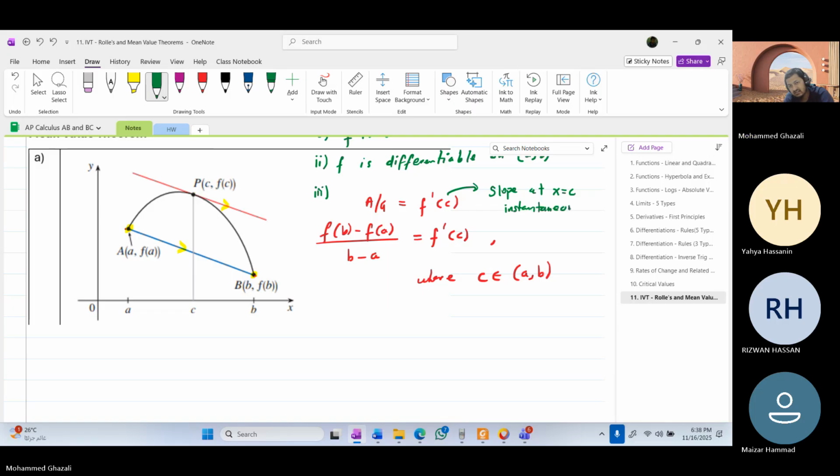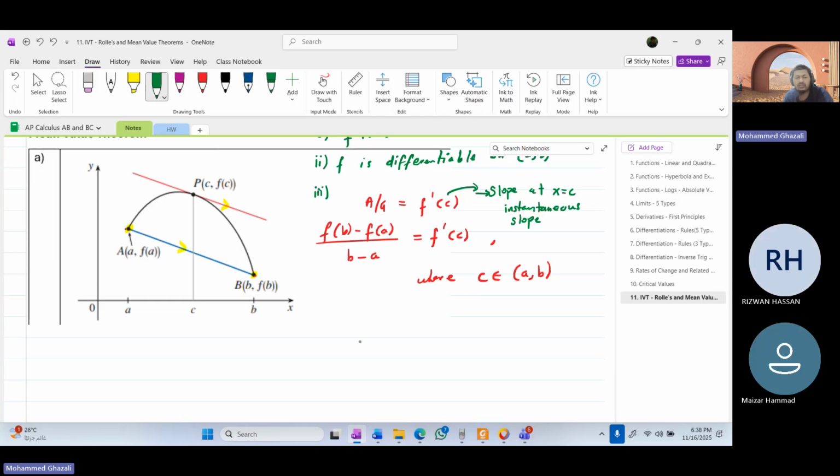Instantaneous is the instantaneous slope, the slope at that instant. And what is the average gradient? It's like how average speed cameras work, between two time points, right?